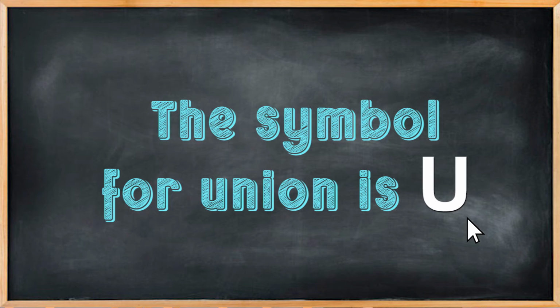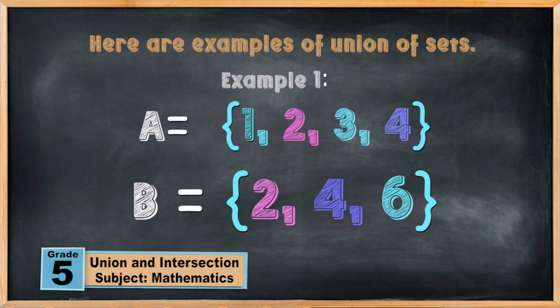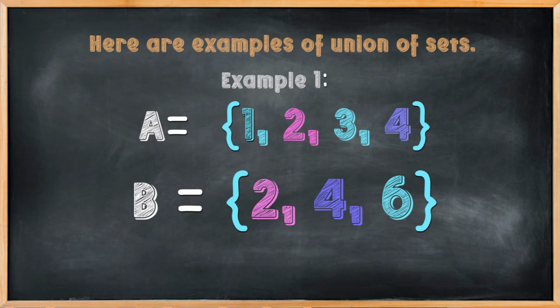Let's look at an example. Here we have two sets. Set A equals 1, 2, 3, 4. Set B equals 2, 4, 6. Can you see that?